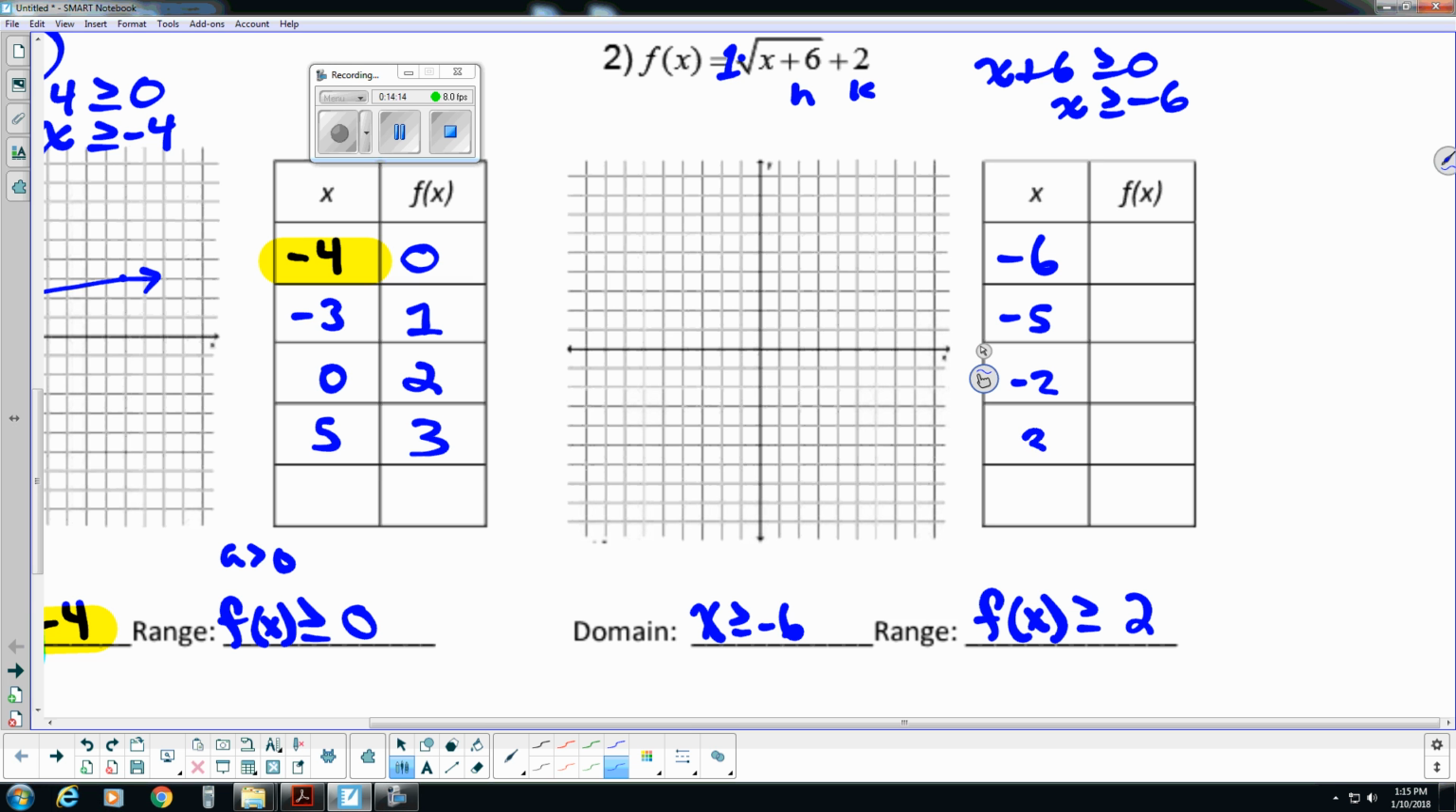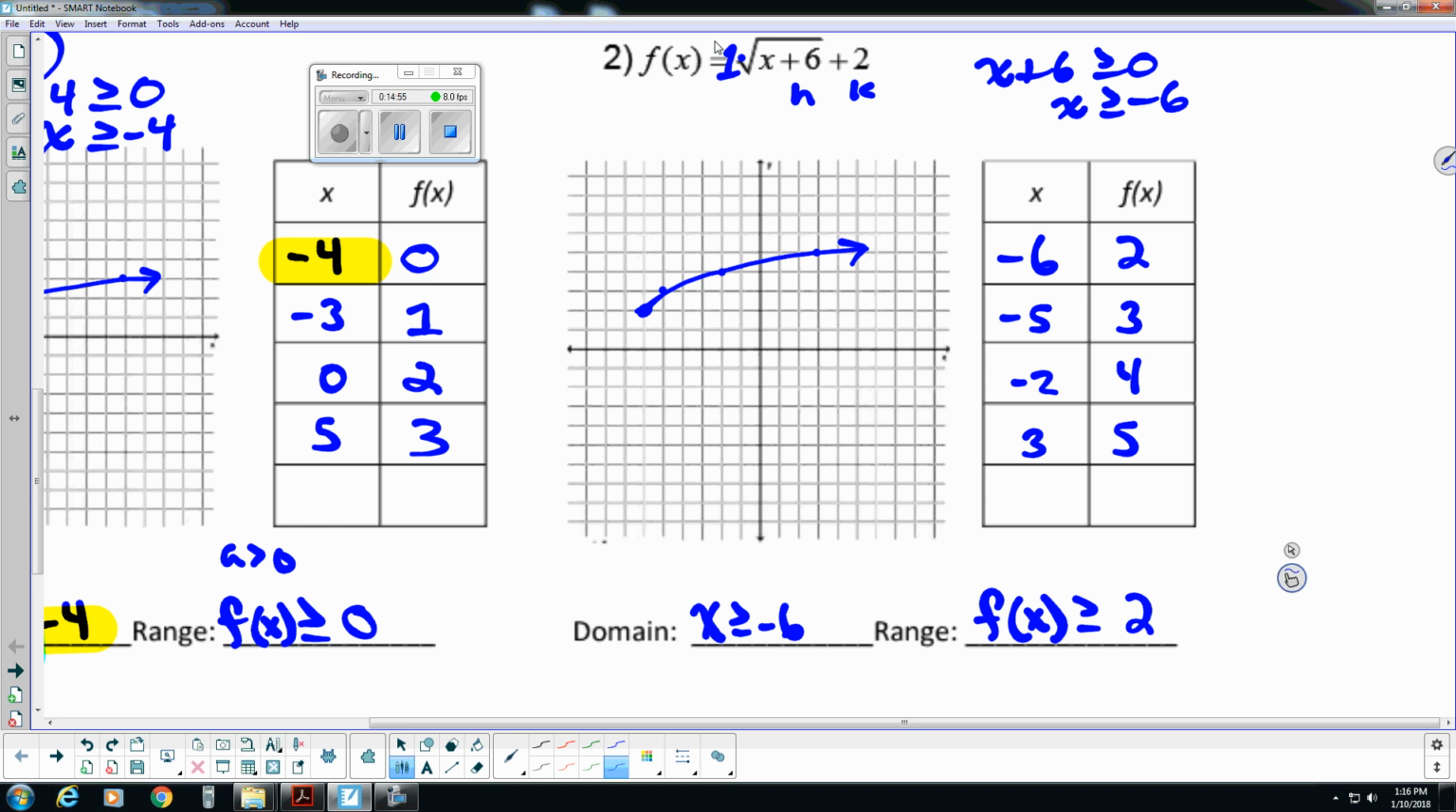I'm going to pick the following because when I plug these in, they create a perfect square. When I plug in negative 6, I'm going to get 2. When I plug in negative 5, I get 3. When I plug in negative 2, I get 4. And when I plug in 3, I get 5. Plot them. Negative 6, 2. Negative 5, 3. Negative 2, 4. 3, 5. Arrow on one end, dot on the other.